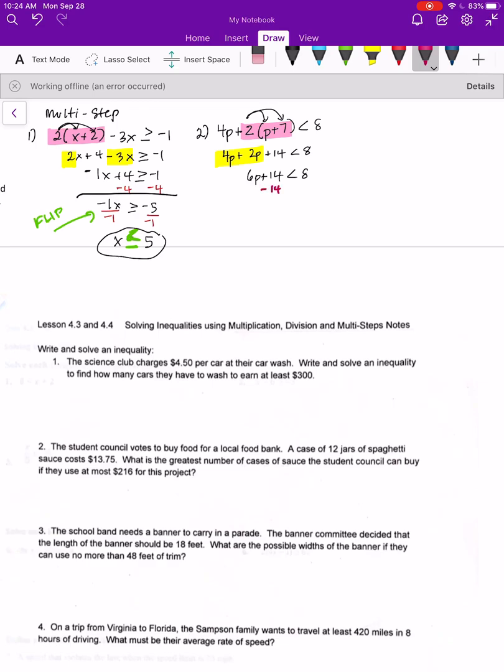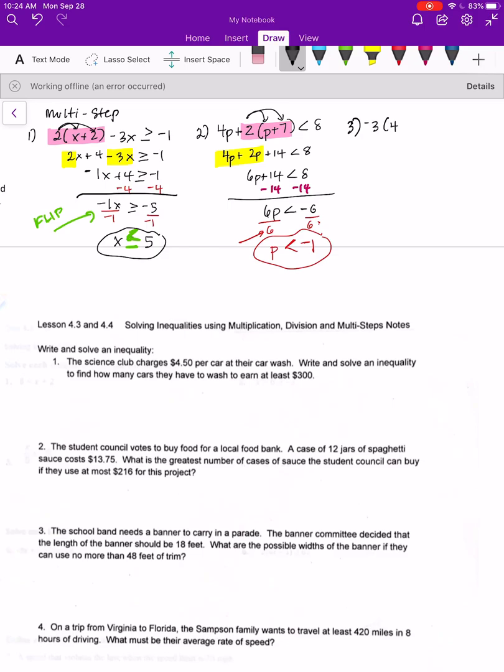Subtract 14 from both sides to isolate the variable. So 6p is less than 8 minus 14, which would be -6. Divide by 6 and divide by 6, and p, do we flip this time? Nope, because this is not negative, so I just leave it alone, and -6 divided by 6 is -1. And even though this is a -1 down here, it's only if you multiply or divide by a negative number. Okay, here we go.